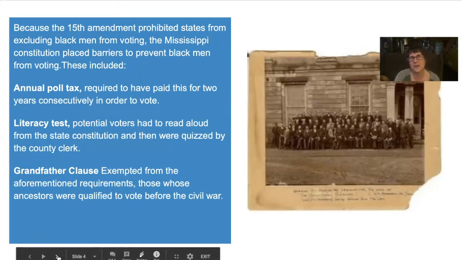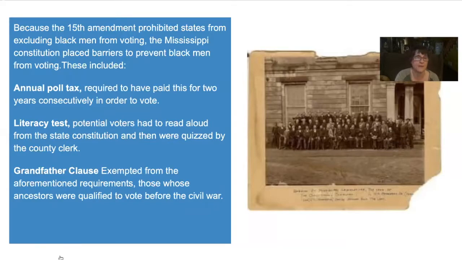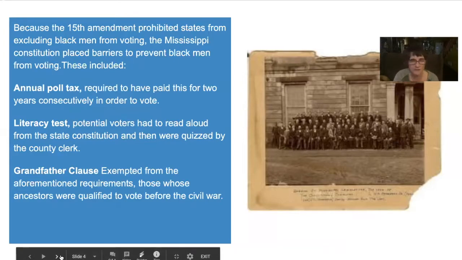Because the 15th Amendment prohibited states from excluding black men from voting, the Mississippi Constitution placed barriers to prevent them from voting, and these included an annual poll tax, and you were required to have paid this tax for 2 years consecutively before you would be allowed to vote. They also enacted a literacy test, and potential voters had to read aloud from the state constitution and then were quizzed by the county clerk.